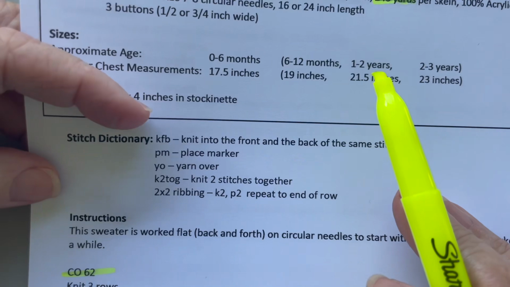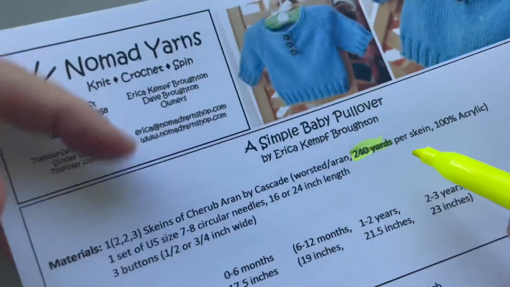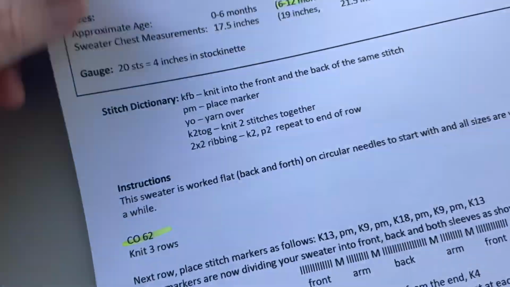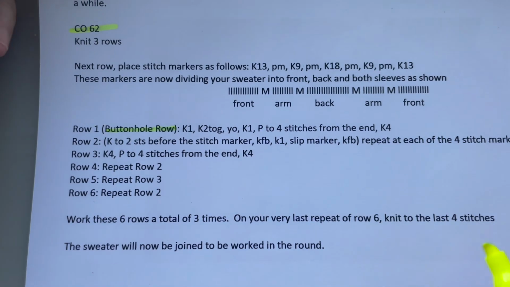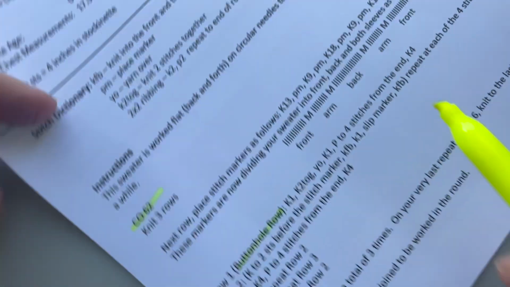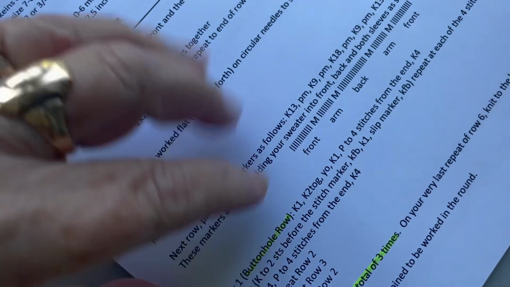Okay, the other thing, so far we don't have anything different in the sizing. But we're going to pretend like we're doing the 6 to 12 months. So that's what we're looking for. So far, we have no differences, as she said. Okay, work these 6 rows a total of 3 times. So this is a repeat of these 6 rows 3 times.